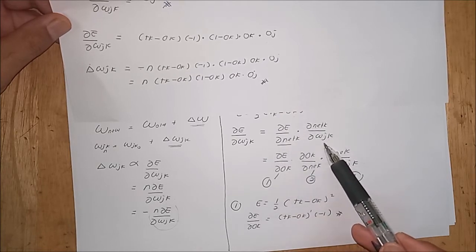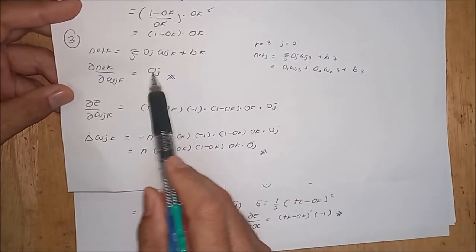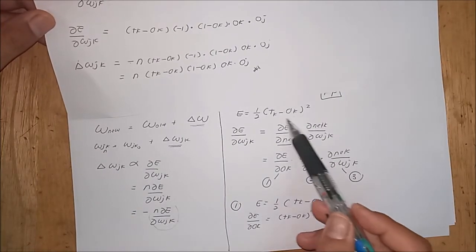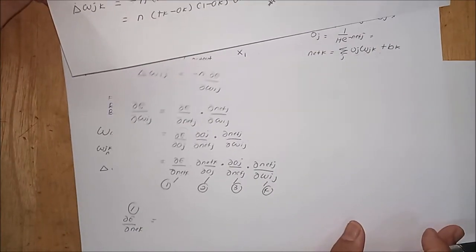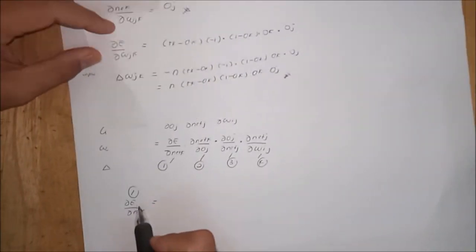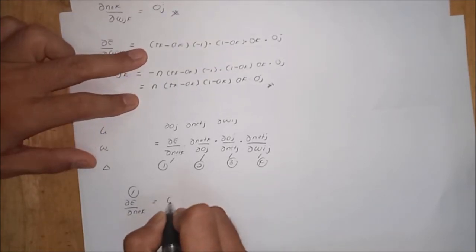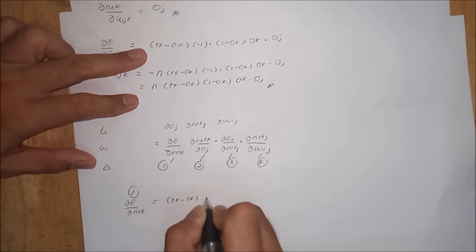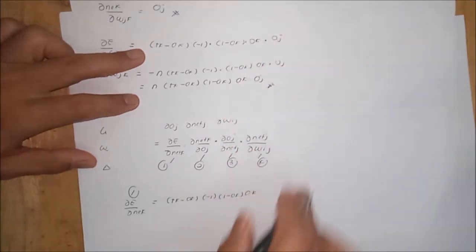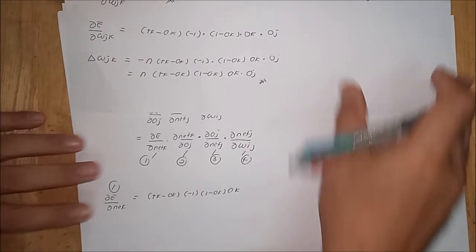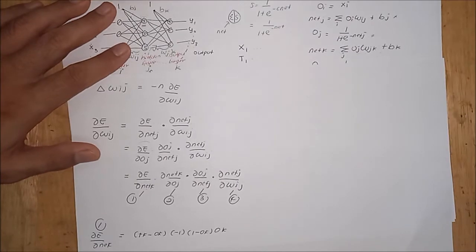So d net k over wjk is actually our part 3. If we omit this thing from our final equation, we can find the dE over d net k. So our dE over d net k is equal to this part, tk minus ok, negative 1 minus ok, without the oj, since we omit the final part. So we are settled in terms of our first part of the derivation.